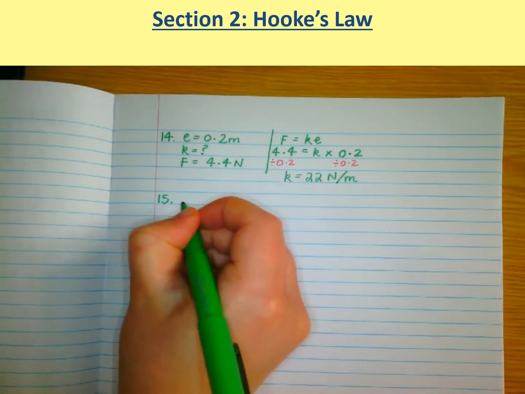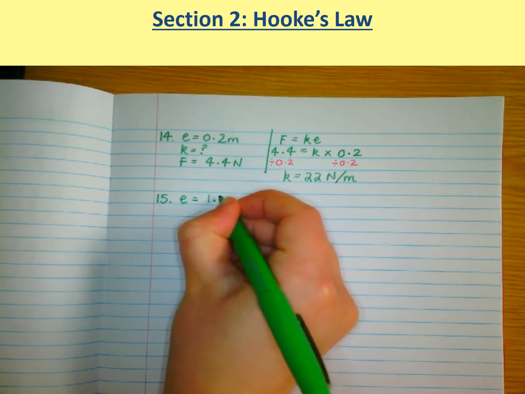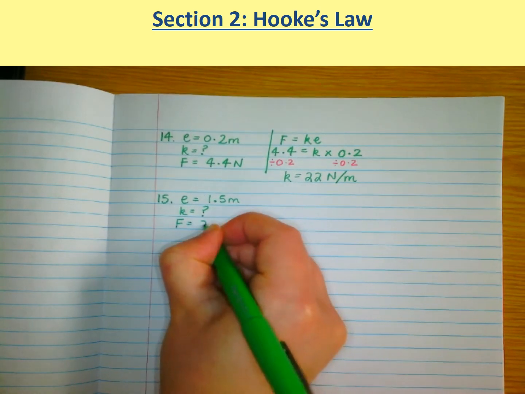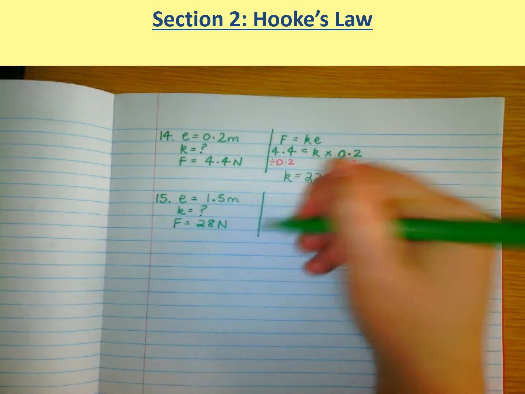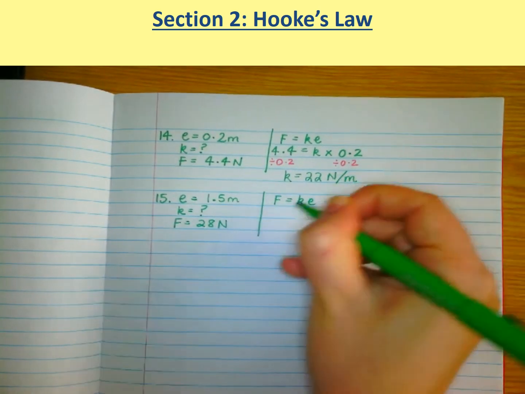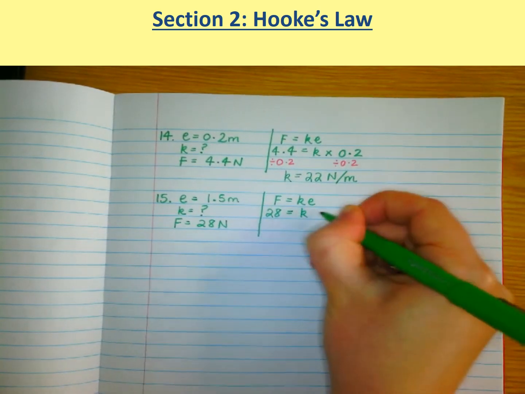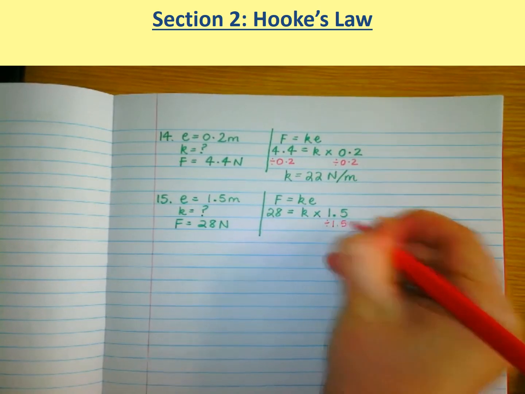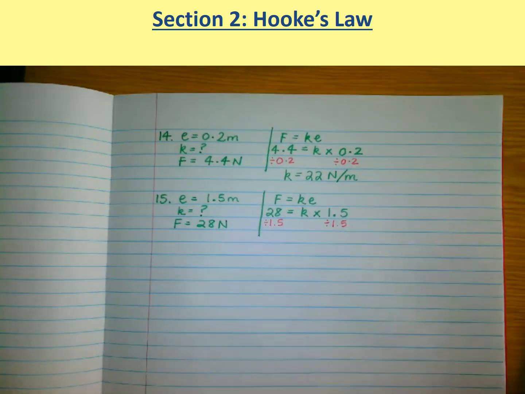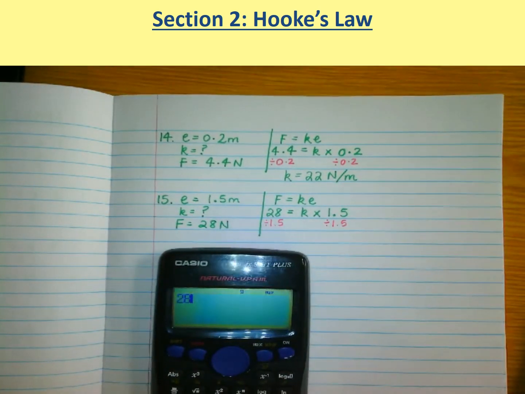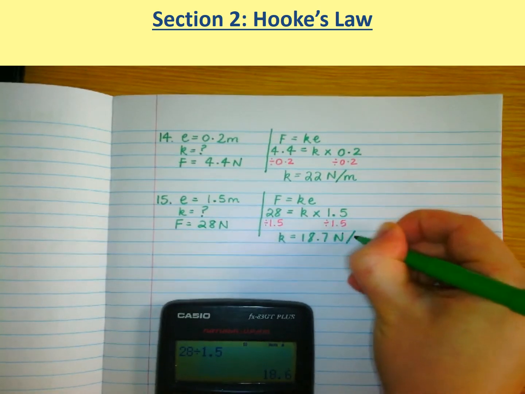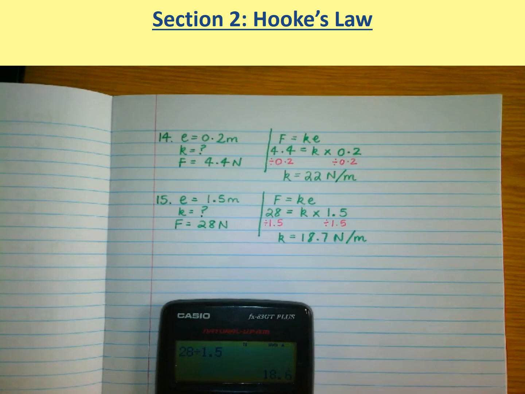Question 15 tells us that the extension of a spring is 1.5 metres. We want to find the spring constant K when a force of 28 newtons is applied. So we write the equation, force is equal to spring constant times extension. 28 is equal to spring constant times 1.5. To get K on its own, we divide both sides by 1.5. And since 1.5 divided by 1.5 is 1, we can ignore that, and in our calculators do 28 divided by 1.5, which gives us a decimal answer of 18.6 recurring, which rounds to 18.7. And so the spring constant is 18.7 newtons per metre.